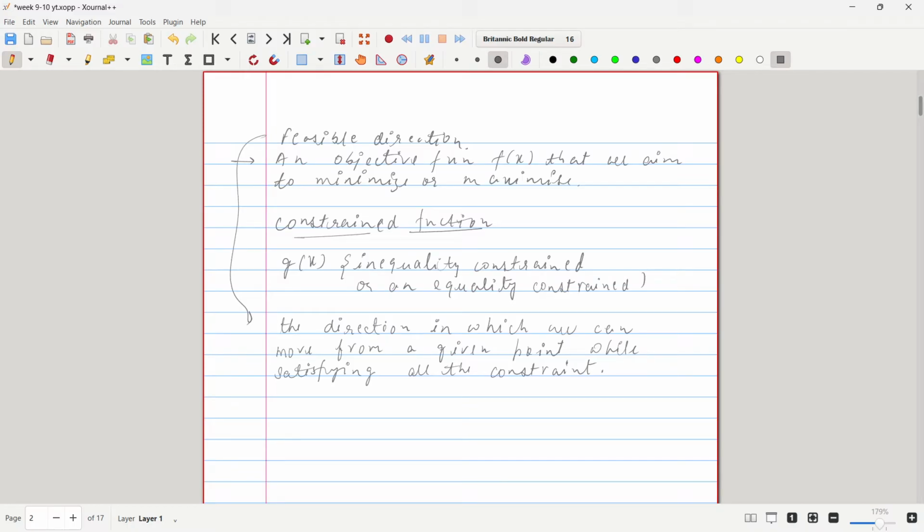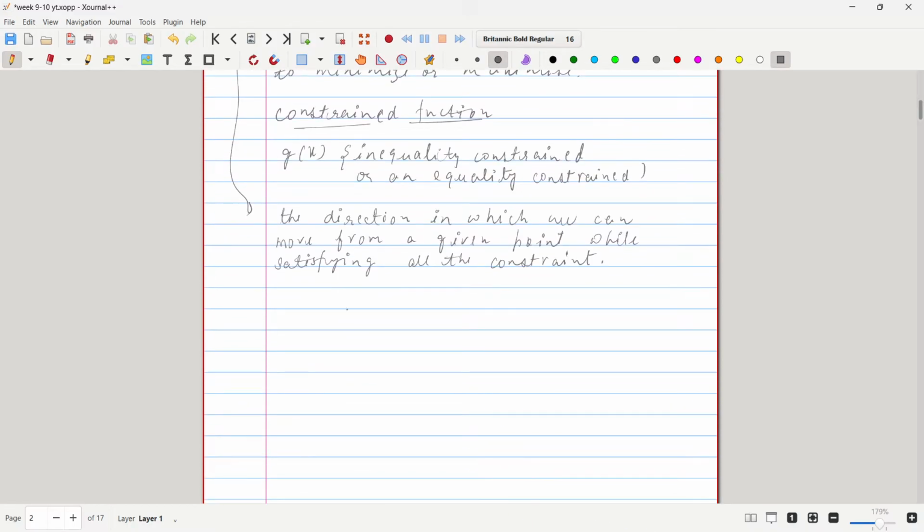Okay. Suppose your constraint function is x1 plus 2x2 is less than or equal to 9. Now you have to choose those values of x1 and x2 such that the combination should not exceed the value 9. It can either be equal to 9 or less than 9, but it should not be greater than 9. This is then a feasible direction.